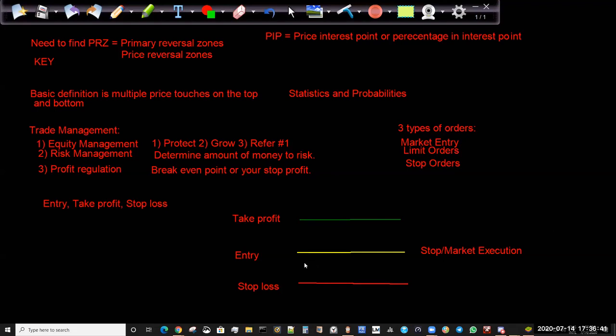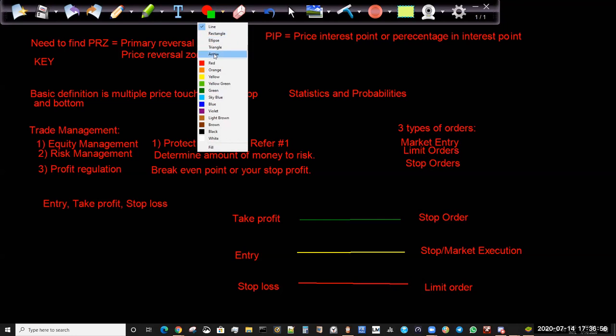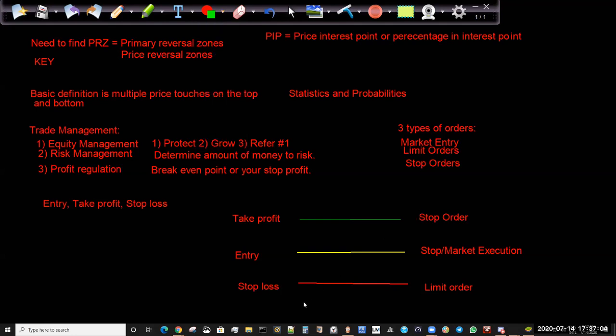A stop, I'm going to show you what a stop is. The stop loss is a limit order. The take profit is a stop order. Okay, let's take a look. For our trade, let's use green. For our trades, we're waiting for price to come through and activate our stop order. So you get these from the Atlas VIP trade ideas, okay? And we set a stop loss.